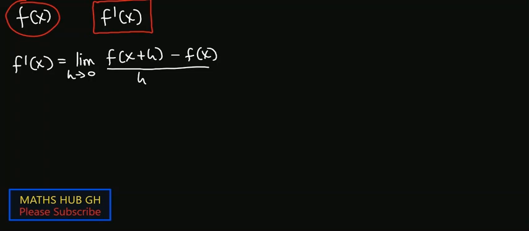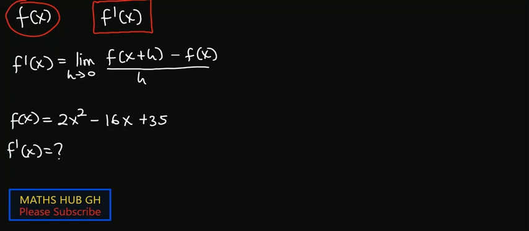For the first one, you're going to have f of x equal to 2x squared minus 16x plus 35. So this is the first function that we have. Let's find the derivative of this function using the definition of the derivative. So you have to find f prime of x. That's what you have to find. So how do we find this?